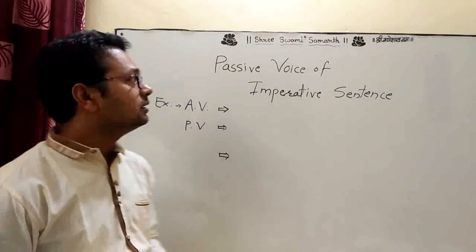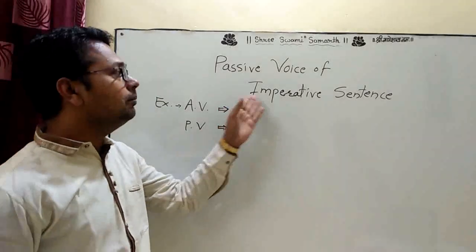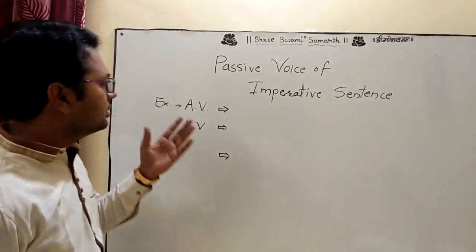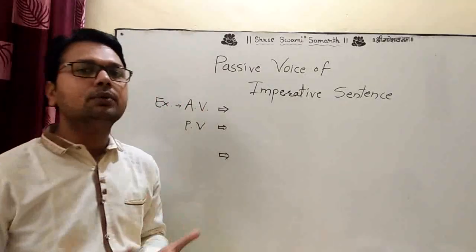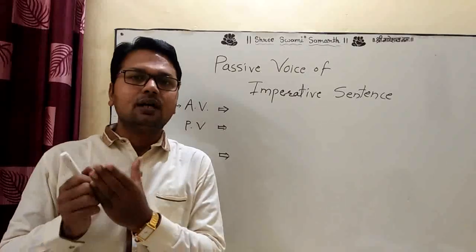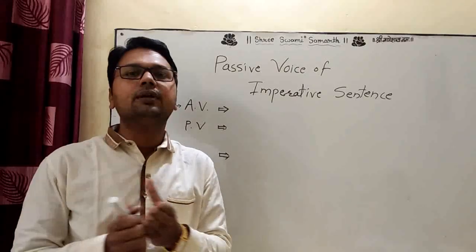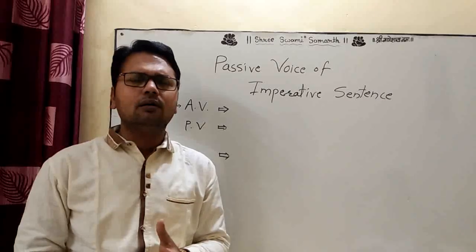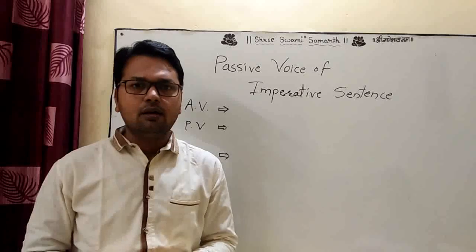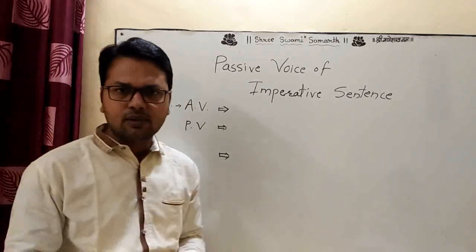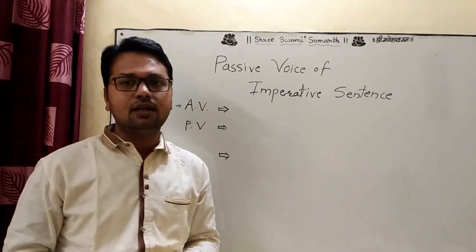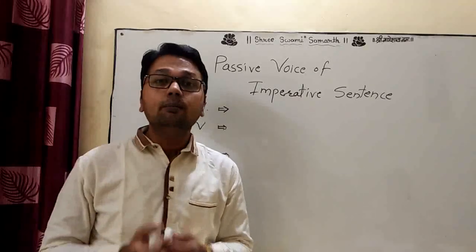Now we come to the next. The next is imperative sentence. How to make the passive voice of imperative sentence? First, we understand what is the imperative sentence. Students, the sentence which starts from the verb is called imperative sentence. Okay. We lots of times use the imperative sentence when we want to give an order to someone. In that case, when we want to make a request, in that case, every time we use the imperative sentence.